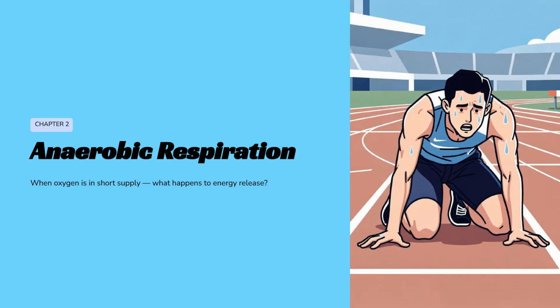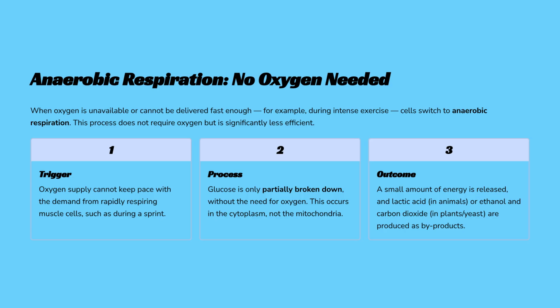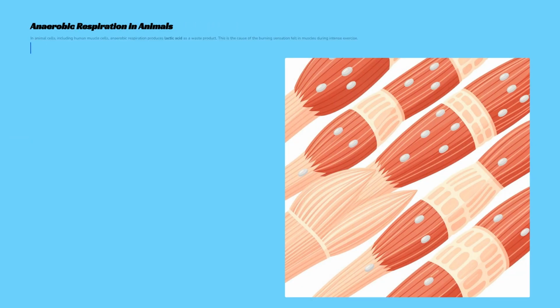This occurs when cells cannot get enough oxygen, such as during periods of intense physical exertion. When oxygen supply falls behind demand, cells switch to anaerobic respiration. Glucose is only partially broken down in the cytoplasm, yielding much less energy. In animal cells, anaerobic respiration produces lactic acid. This buildup is a key characteristic of the process during intense exercise.